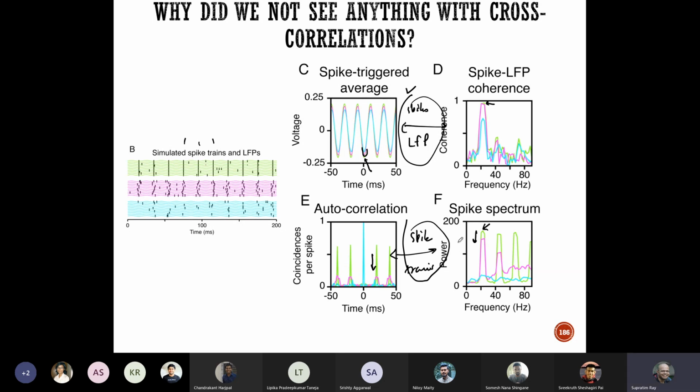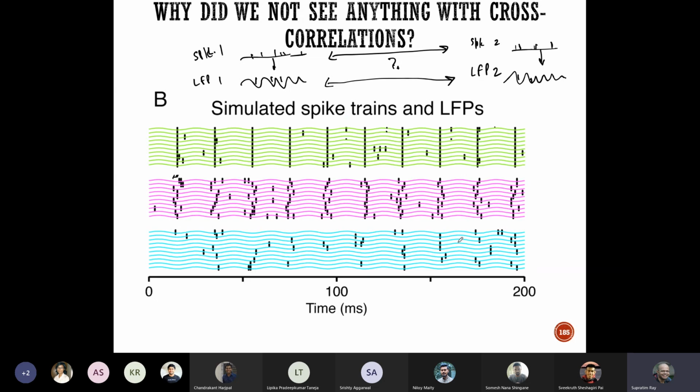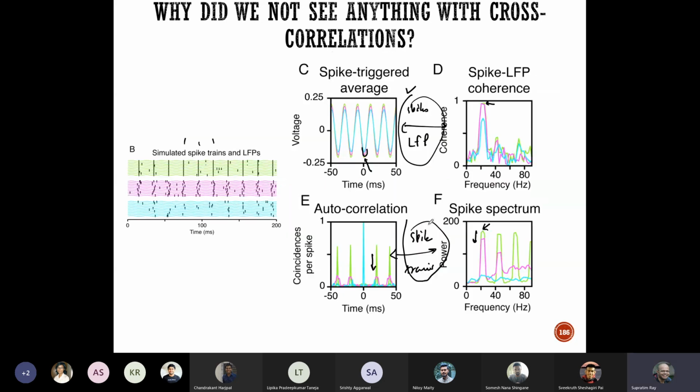Now consider a case where it's occurring at the trough, but not in each cycle. It's occurring once in like 3 or 4 cycles of the LFP. Whenever the spike occurs, it occurs at the trough, but it's not occurring at each trough. It's occurring at some troughs of the LFP, not all. How does that affect these different measures?